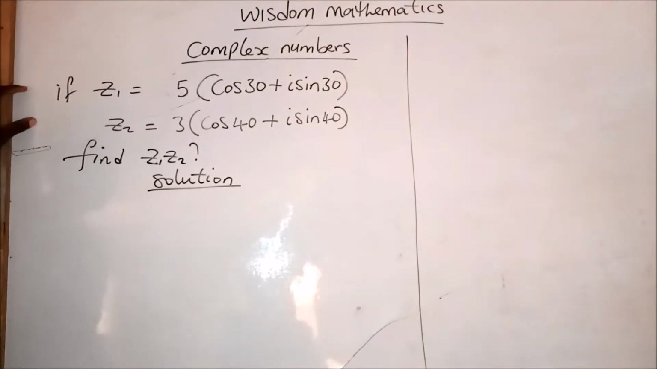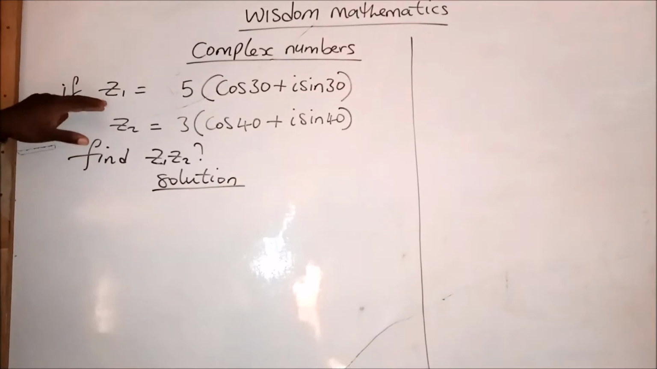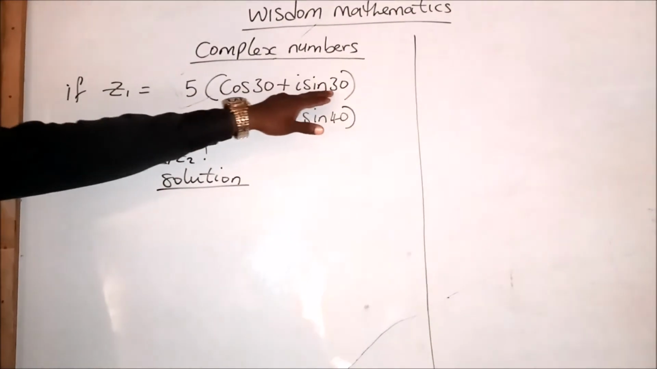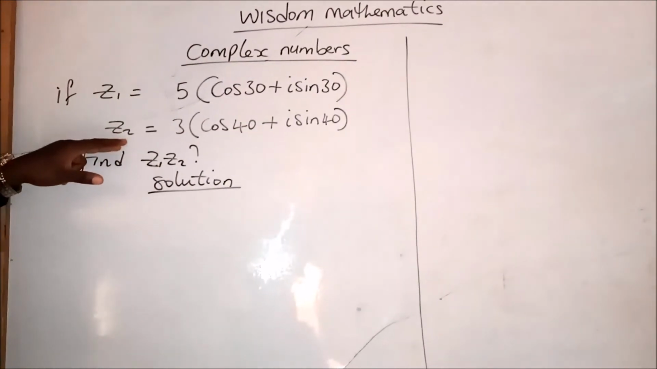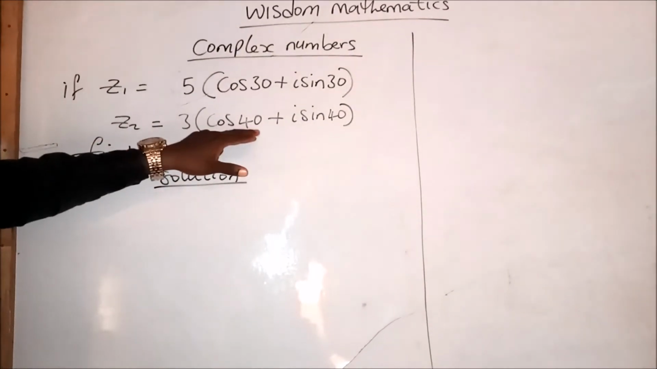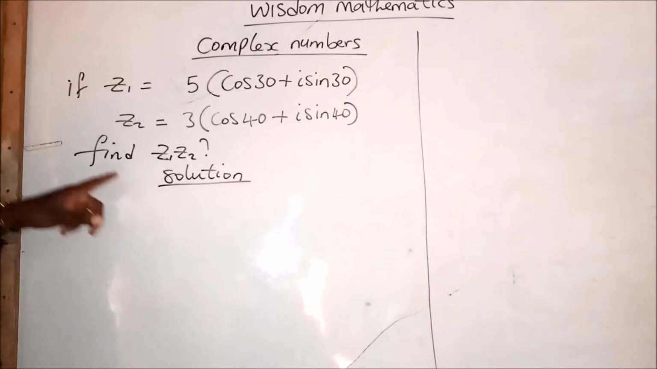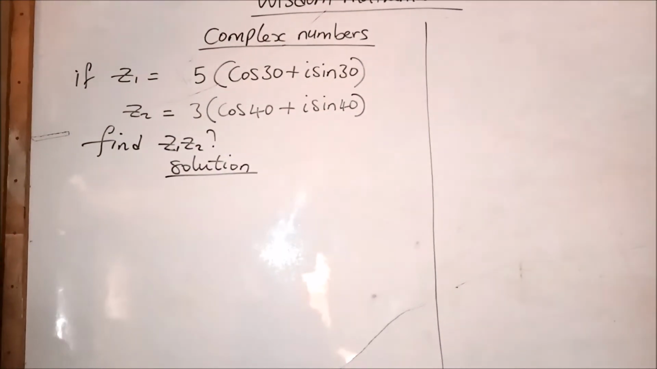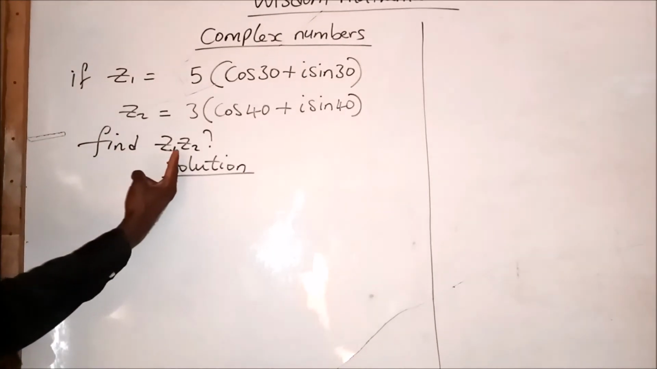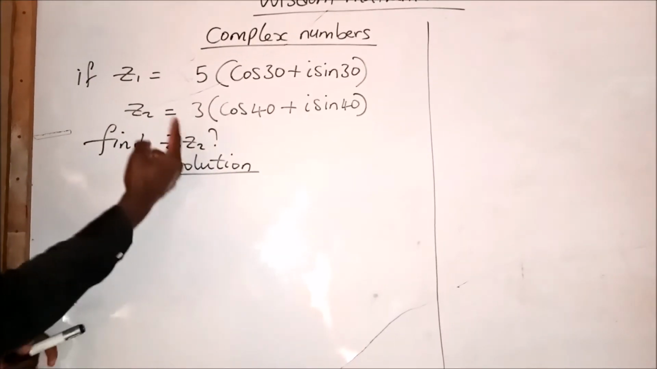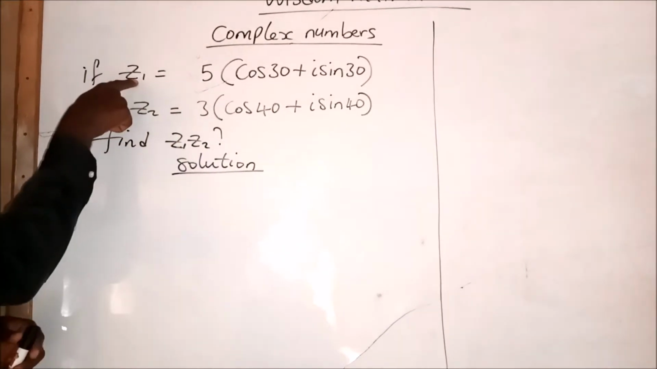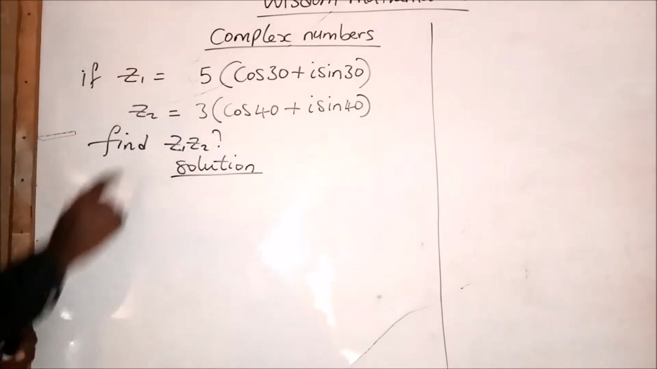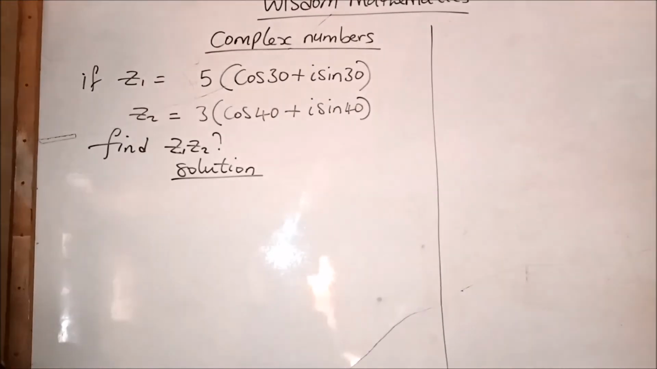On the board we have a question which says: if z1 is equal to 5(cos 30 + i sin 30) and z2 is 3(cos 40 + i sin 40), find z1z2. To solve this question, first of all, we should know that z1z2 here means the product of z1 and z2. That is why I asked to multiply these two complex numbers together and get the product.